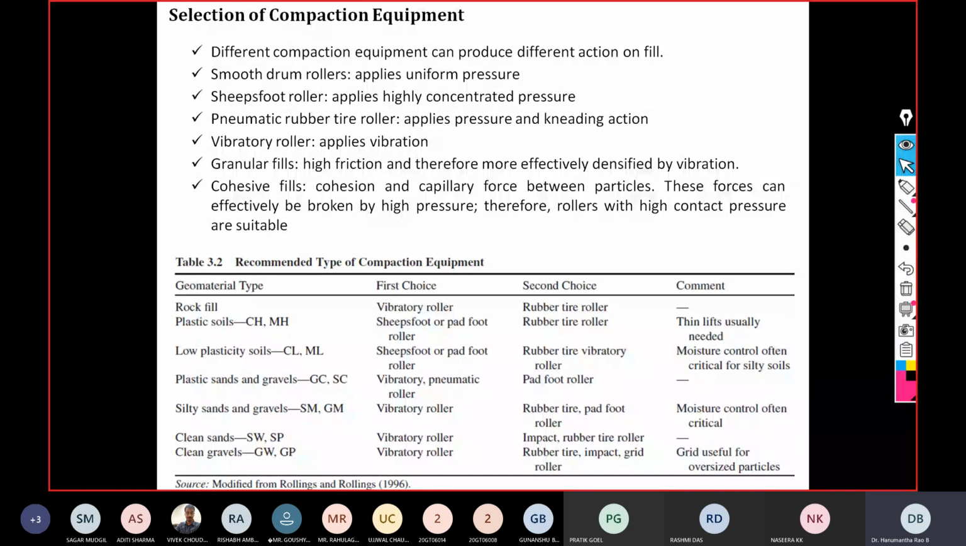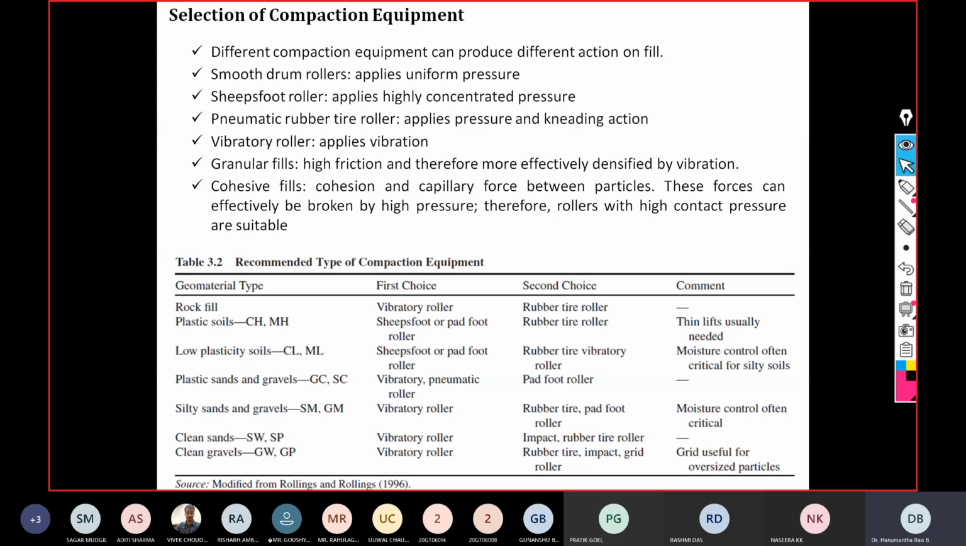So where the load is applied is at concentrated pockets. The pneumatic rubber tire roller applies pressure and kneading action. Then the vibratory roller applies vibration energy, and granular fills have high friction and therefore are more effectively densified by the vibration. Cohesive fills have cohesion and capillary force between particles. So these forces will be broken by high pressure. Therefore, rollers with high contact pressure are suitable.